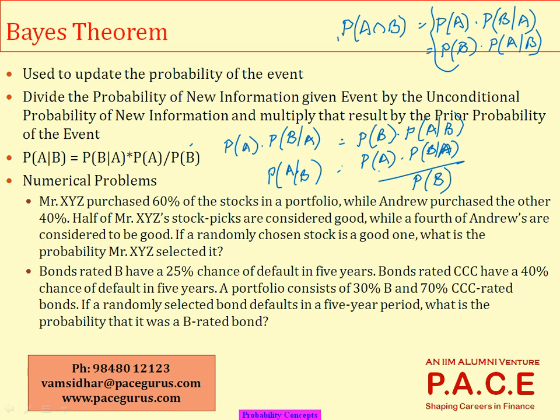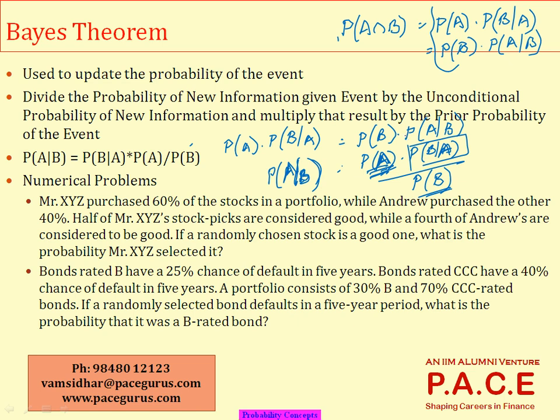Given that B has occurred, I want to find out the probability of A given B. What it is saying is: take the probability of A in isolation, the probability of B in isolation, and multiply with the probability of B given A, which will result in an updated probability for A under the influence of a new information called B.